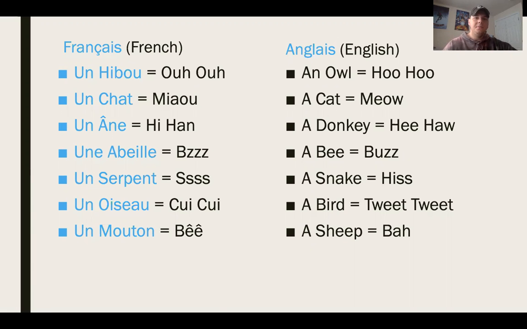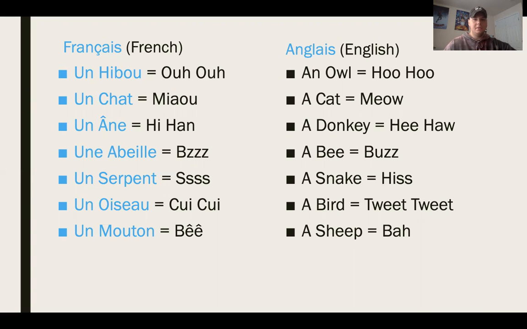We have un hibou, which in French is ou, ou, and then in English it's hou, hou, which, as you've learned in French, often they don't pronounce their H's. So this makes sense because they don't pronounce the H at the beginning of a word often. So it's ou, ou, and then for us it's hou, hou. And then un chat or a cat, it's meow. It's just spelled differently. It's all the same. Un âne or a donkey is he, han. So it's all the same.